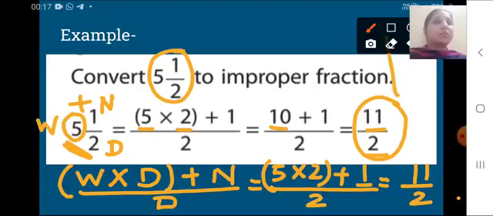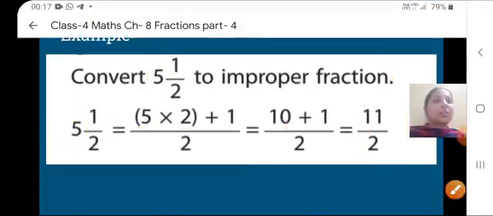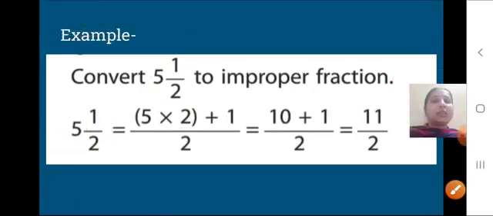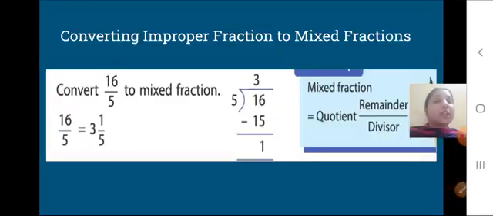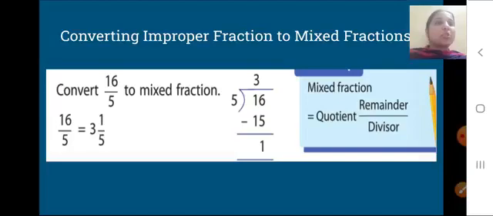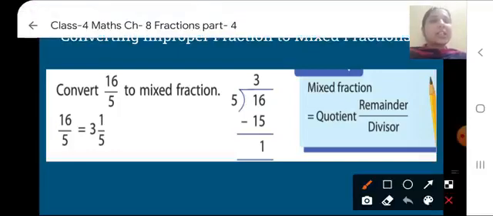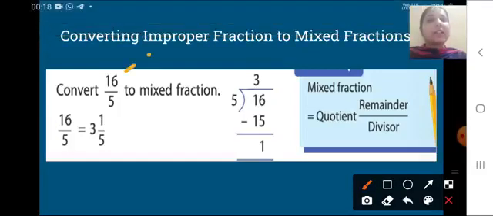Now children, let's see how to convert an improper fraction to a mixed fraction. To convert an improper fraction to a mixed fraction, what do we do? First we just divide the numerator by the denominator. So here you can see 16 upon 5. Here this is the numerator and this is the denominator.